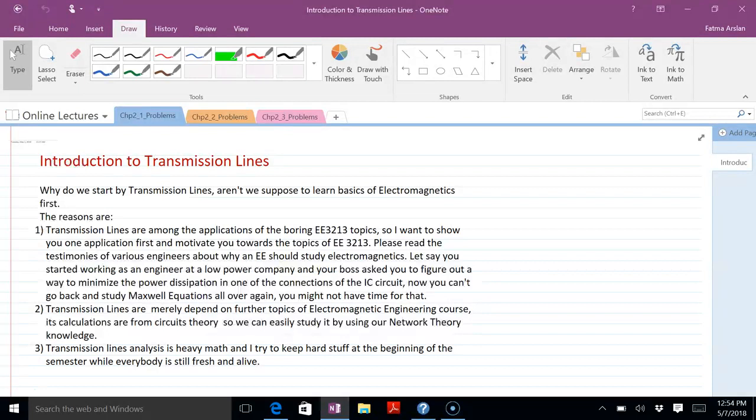And then the third reason is transmission lines are heavy math, and chapter 7 is also heavy math, but I like to keep the heavy math stuff in the beginning while you're still 100% interested in this course.